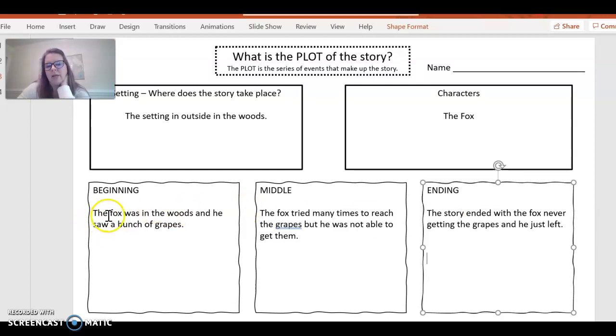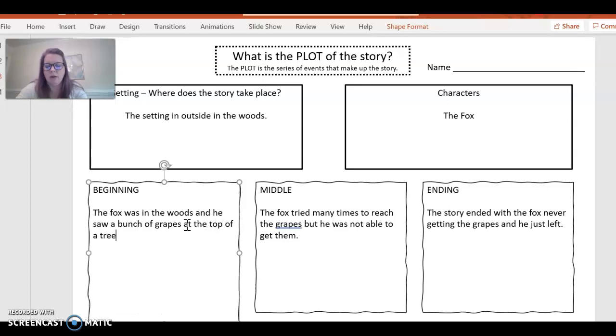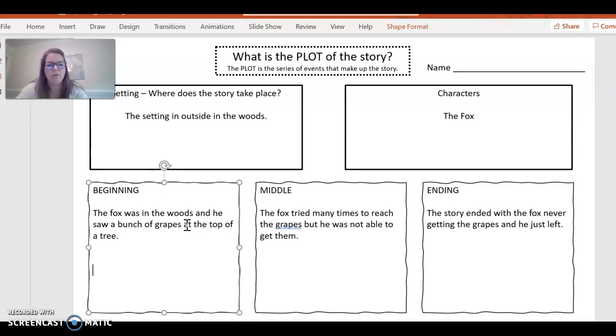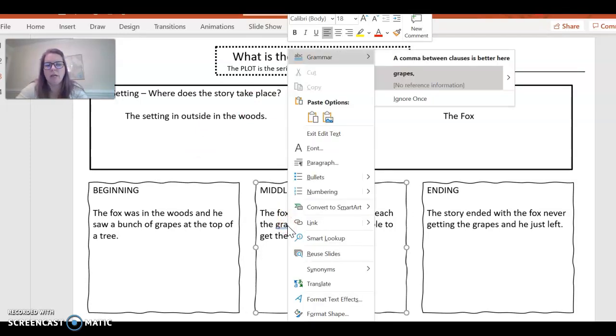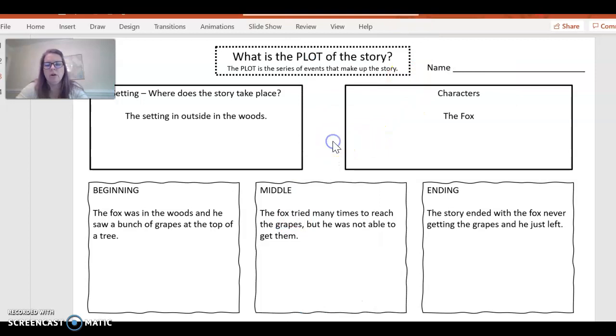So I might want to add here that the fox was in the woods and he saw a bunch of grapes at the top of a tree. That will make it a little bit better for you to understand the story. All right, so if you have not already done this or filled out your graphic organizer, you need to do that before you go to the next slide. So for my face-to-face scholars, you need to take your graphic organizer out and fill in each of these sections on your graphic organizer.